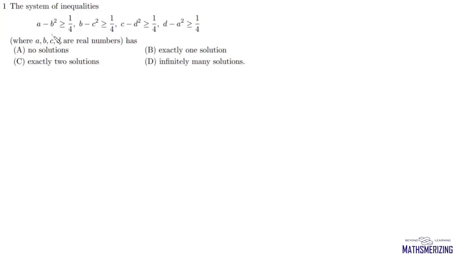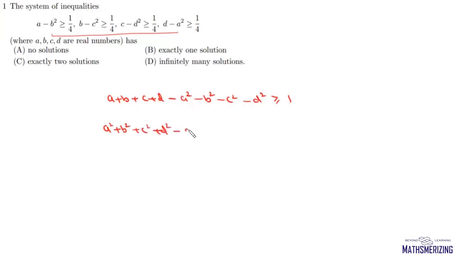So what we'll do is we'll add them all up, and if we add them all up, we can write a plus b plus c plus d minus a square minus b square minus c square minus d square is greater than or equal to 1. Now we'll take everything on the right hand side. We can write a square plus b square plus c square plus d square minus a minus b minus c minus d plus 1, and it will be less than or equal to 0.